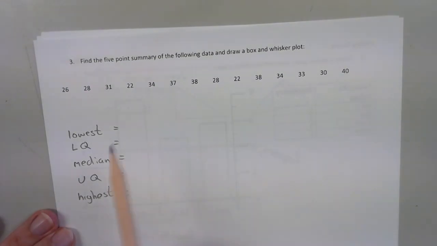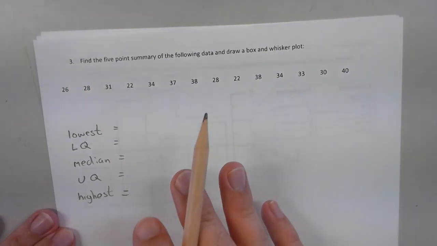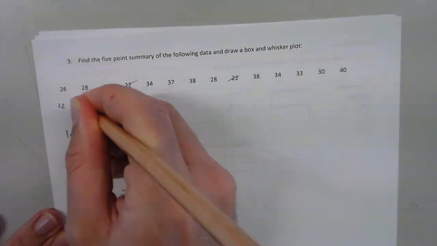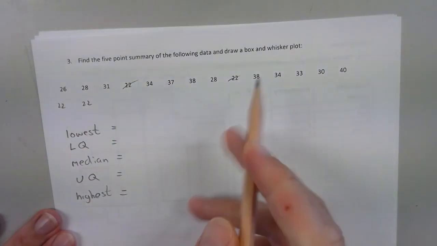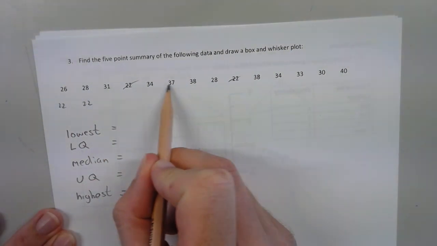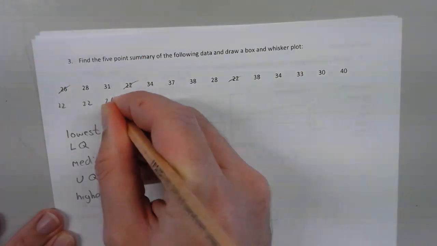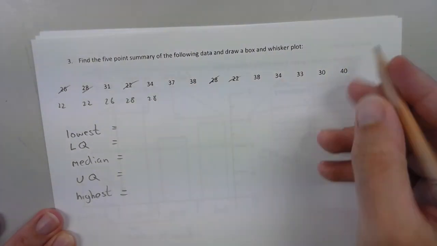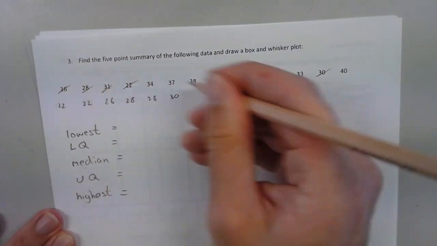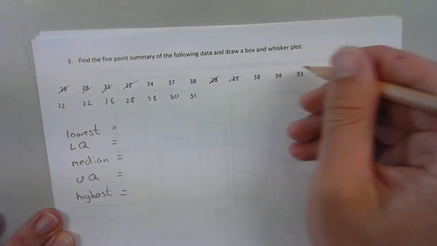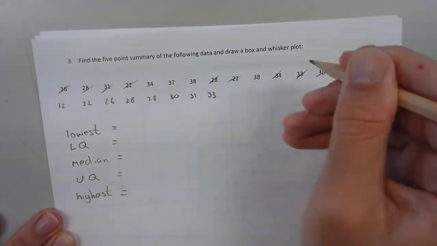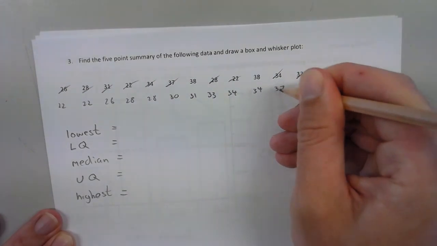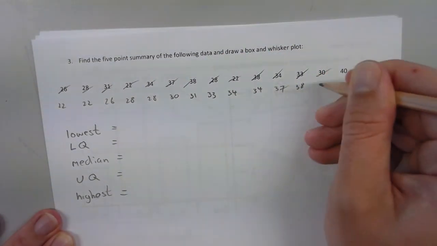So to find the 5-point summary, all you've got to do is definitely put the numbers in order. So let's do that now. Our smallest, I think, is 22, and there's 2 of them. You'll notice I'm writing it exactly underneath every time as well. So I'm in my 20s, 22, then it's 26. And then I think there's 2 28s. No more 20s, then there's a 30, 31, 33, and 2 34s, 37, 2 38s, and a 40.